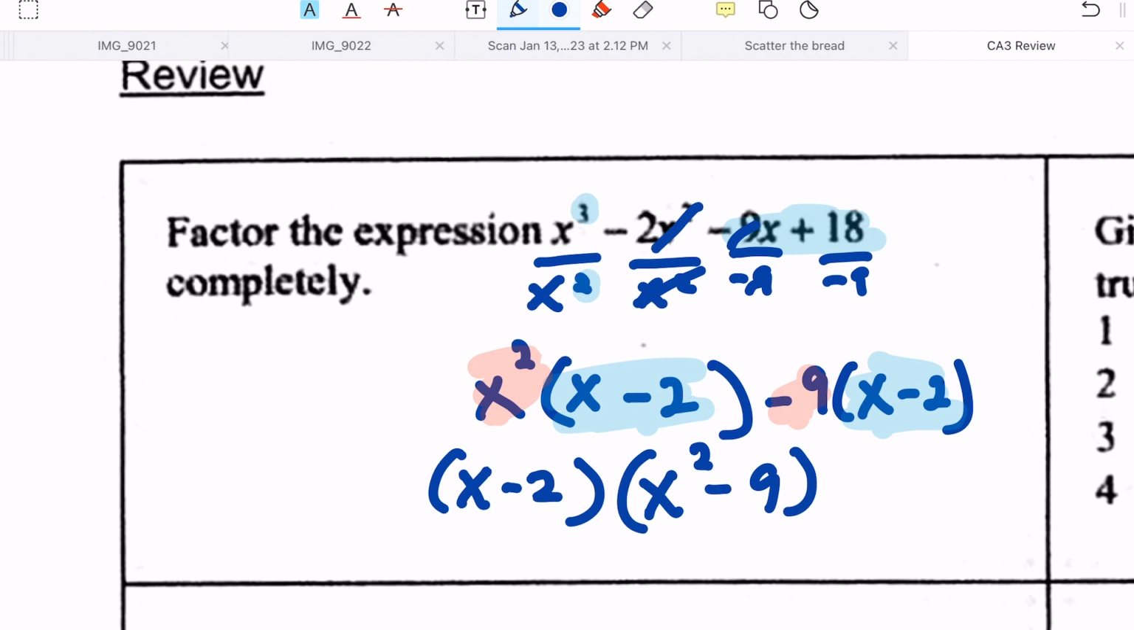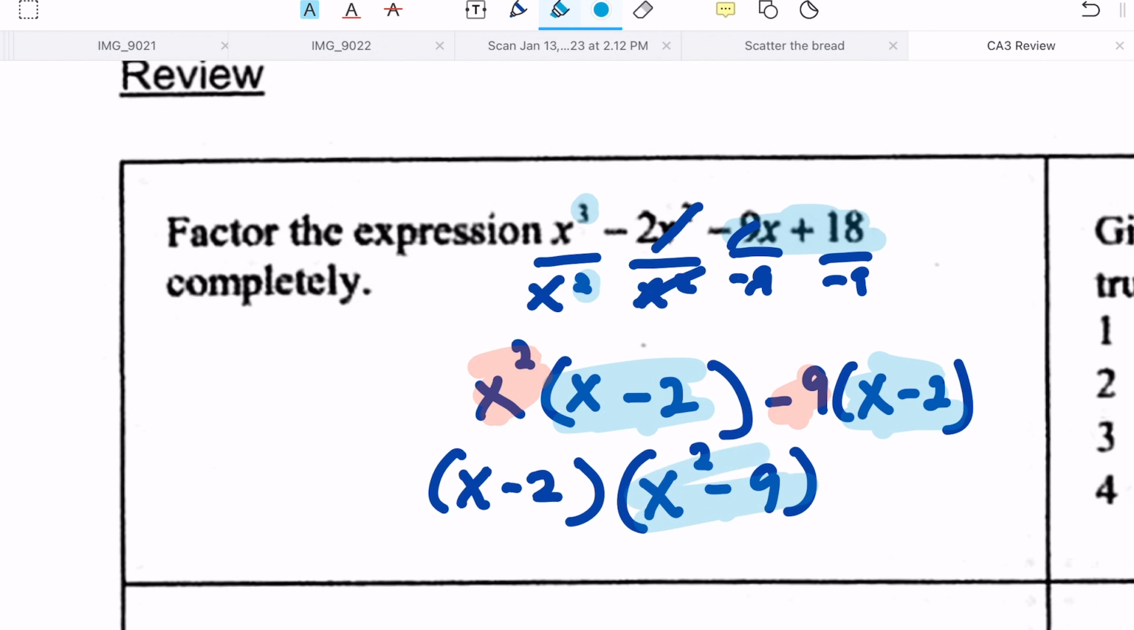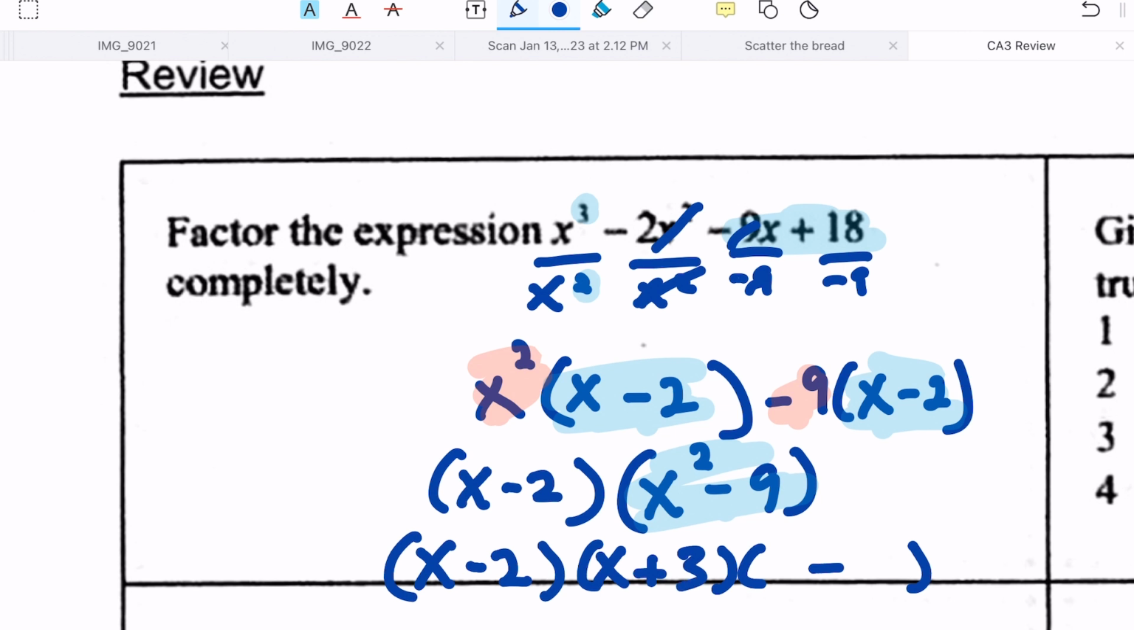Now I notice that I can factor that even more. How do I factor x squared minus 9? What is that going to become? That's going to be plus minus. That's going to become x plus 3, x minus 3. And that's our answer right there.